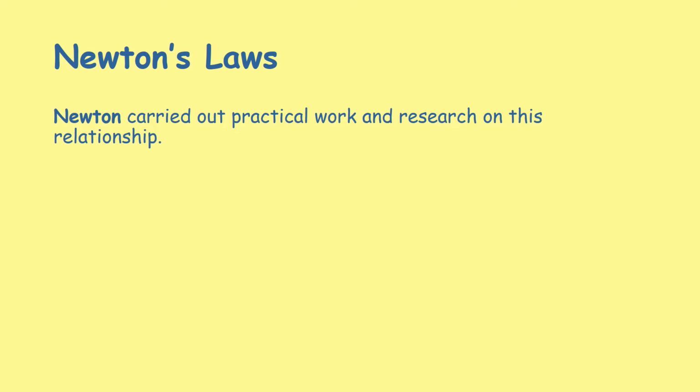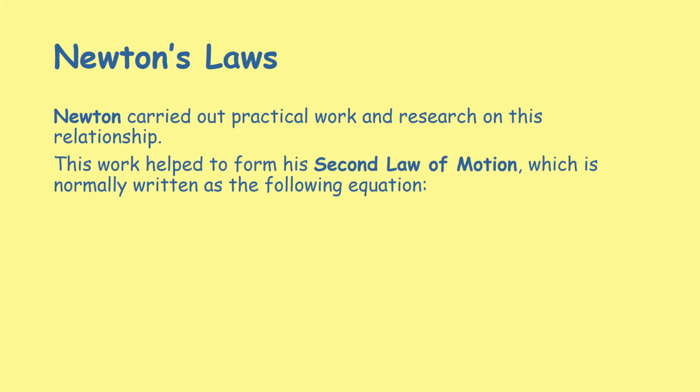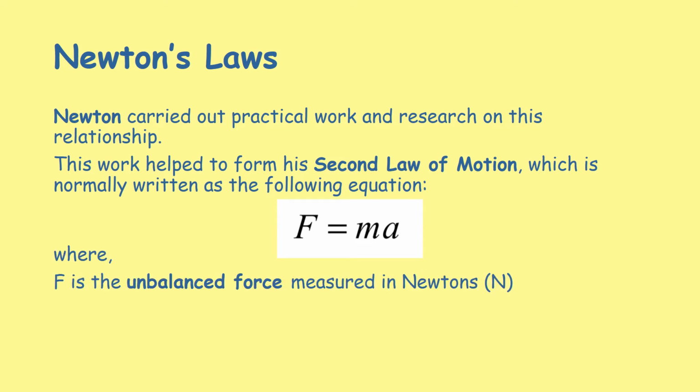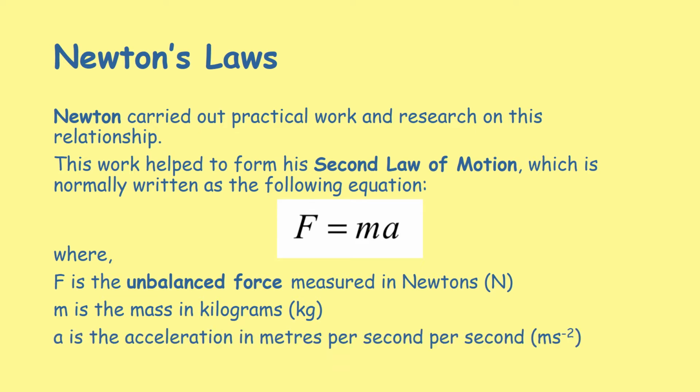Newton carried out practical work and research on this relationship. This work helped to form his second law of motion, which is normally written as the following equation: F equals ma, where F is the unbalanced force measured in newtons, m is the mass in kilograms, and a is the acceleration in meters per second squared.